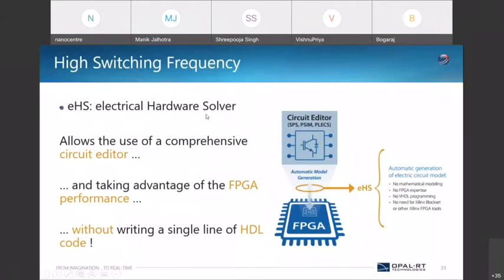So we know that there is this one concept which we are using in order to make a solver, which is called EHS. But now the question arises whether the entire code of the EHS is going to run on the CPU processor or on the FPGA. The answer is, because we want the clock frequency to be very high, that is why EHS, the electrical hardware solver, is made to run on the FPGA.